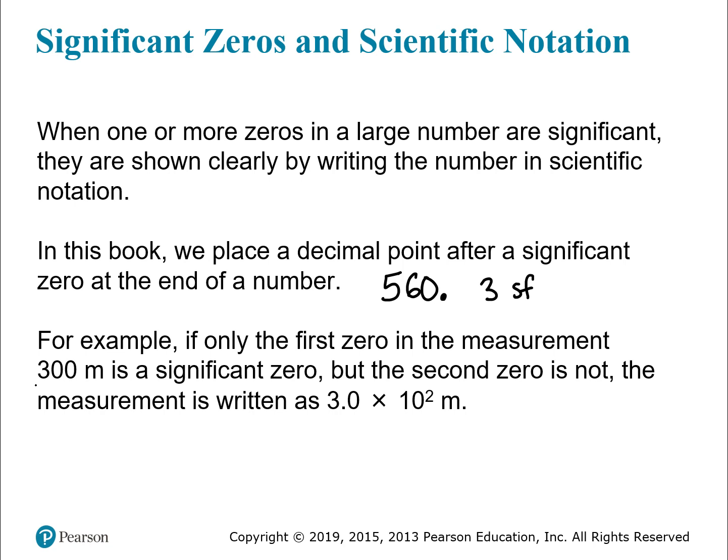So if the measurement is 300 and only this first 0 is significant or measured, then it's going to be written as 3.0 times 10 to the second meters. That way there's no confusion. You can get your number of sig figs from the coefficient, and you know that there are 2. So you won't have to question how many significant figures there are when you're dealing with zeros at the end of a large number.